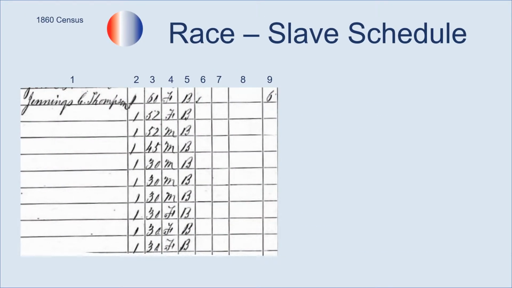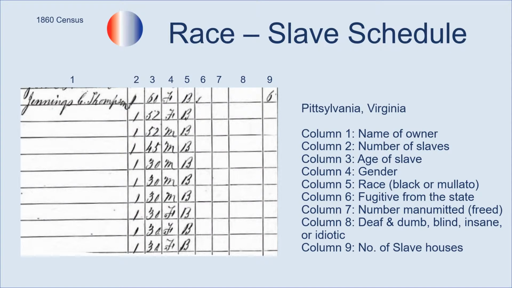Race, slave schedule. This is part of a slave schedule from Pennsylvania, Virginia. Column 1, name of owner. Column 2, number of slaves. Column 3, age of the slave. Column 4, gender. Column 5, race, black or mulatto. Column 6, fugitive from the state. Column 7, number manumitted or freed. Column 8, deaf and dumb, blind, insane, or idiotic. Column 9, number of slave houses.